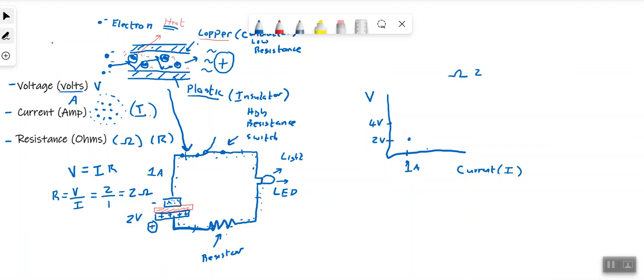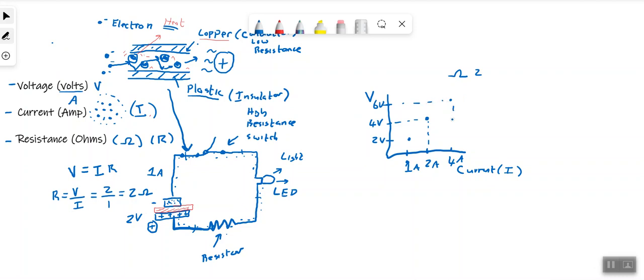So you're going to get 2 amps of current flowing. So draw a line across like so. This is this point here. And then let's say we triple it, so we bring this up to 6 volts, and then we measure the current. Your current is going to be 3 amps, like so. So you're going to get this.